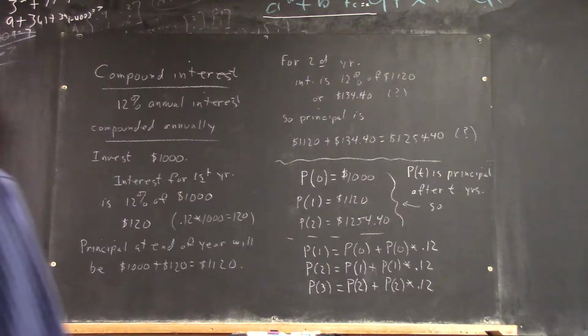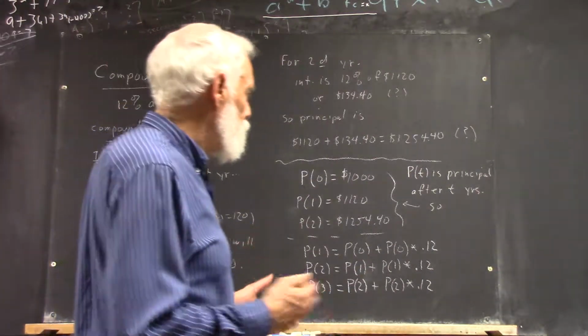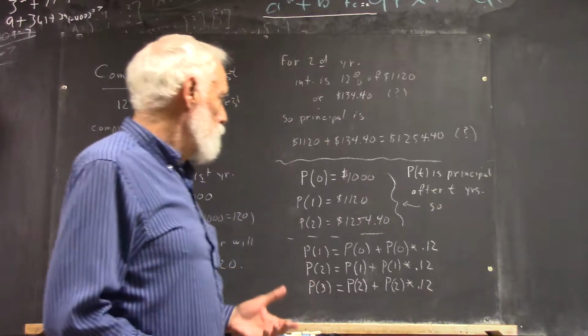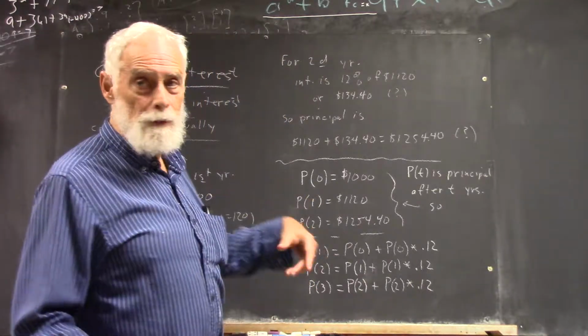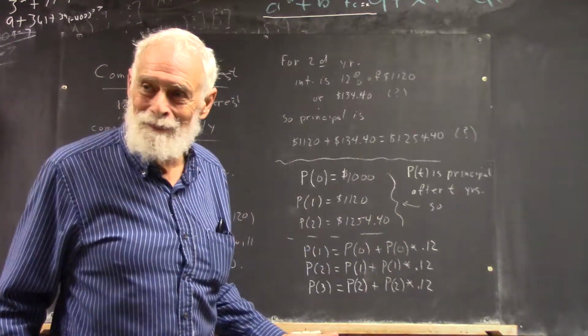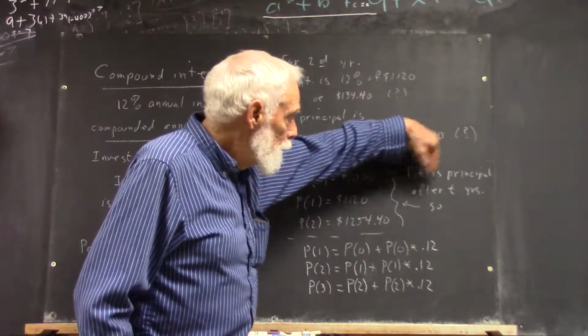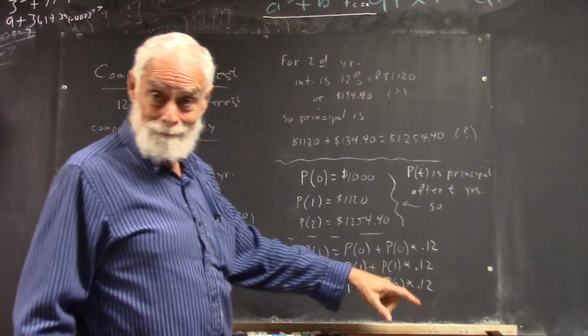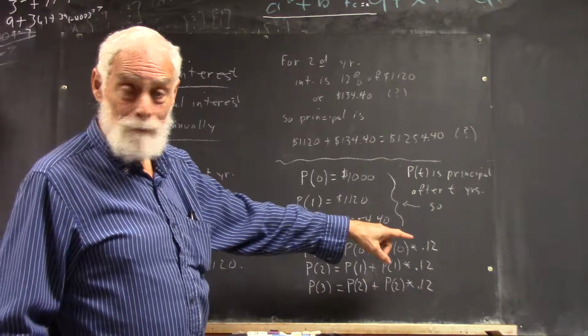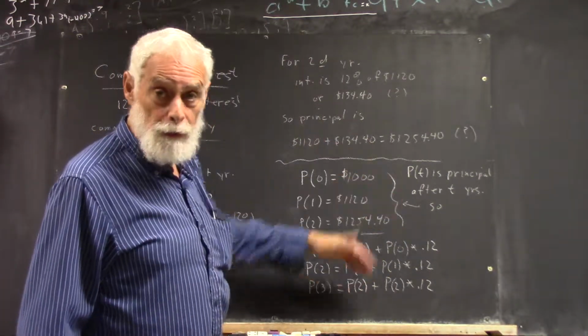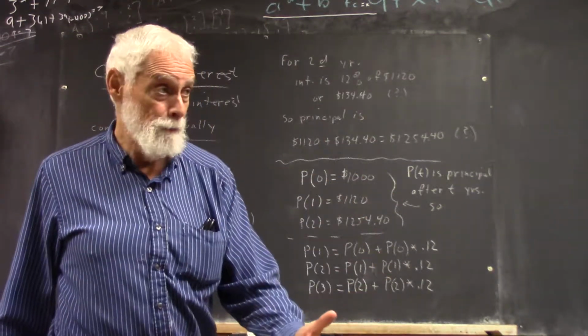Yeah, people had a little trouble understanding what this means, because when I went back and said, what does P of 0 mean? Nobody really wanted to tell me. So I wrote out P of t is the principal after t years, right? So P of 1 is the principal after 1 year, P of 2 is the principal after 2 years.